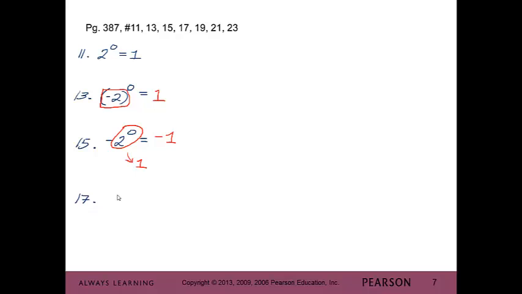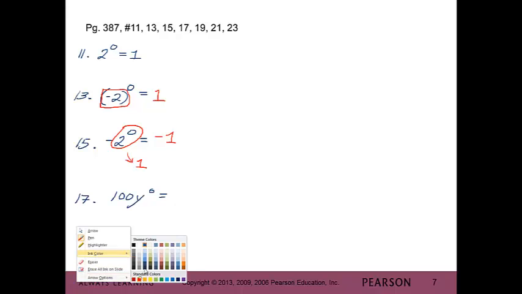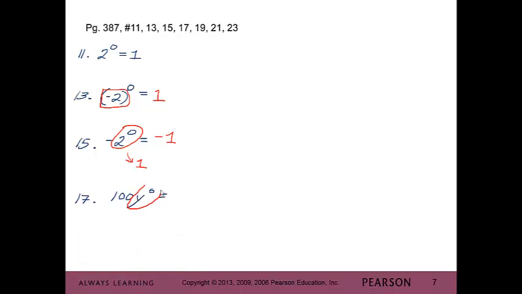Number 17, we have 100 times y to the 0th power. So again, let's figure out who's being raised to the 0th power. This time it's just the y. It's not the 100 as well. Therefore, y to the 0th power, we know that is 1. However, the 100 is still out front, so that's like saying 100 times 1, which is still 100.